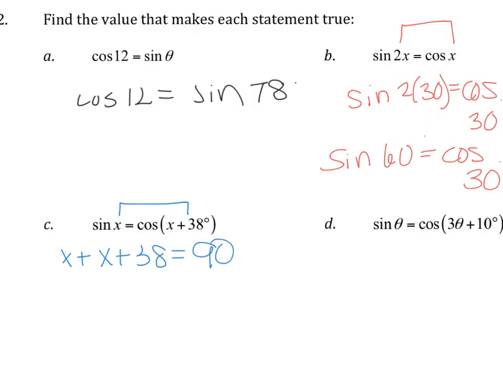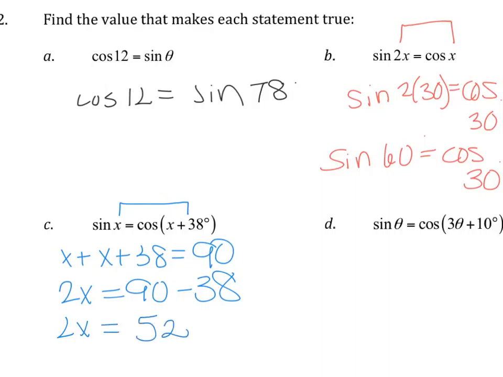Solve the equation. Solve for x. The difference of 90 and 38 is 52. Divide out the 2 and get x is equal to 26. Go back and substitute this value in for x, and we have sine of 26 is equal to cosine of 64.